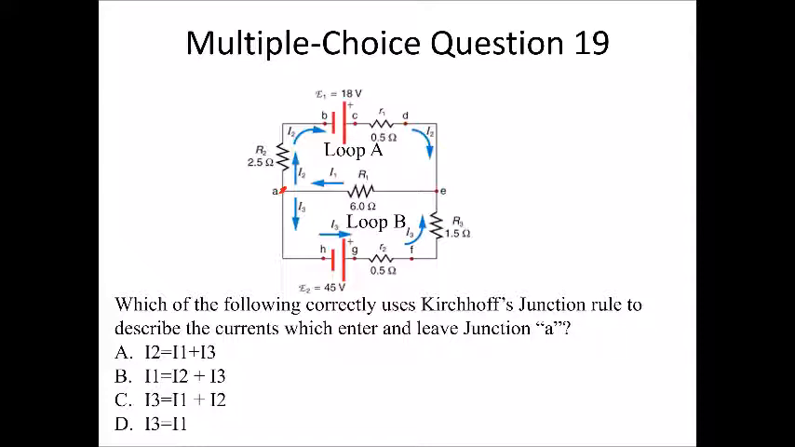So if you look, we have current I1 coming into junction A. That's the only one coming in. Going out, we have I2 and I3. So that tells me that I1 has to equal the sum of I2 and I3. Kirchhoff's junction rule: the currents entering a junction have to equal the sum of the currents exiting the junction. So our answer on this is going to be B.